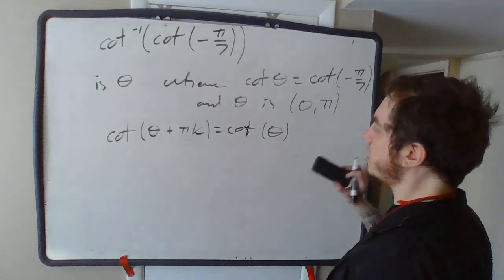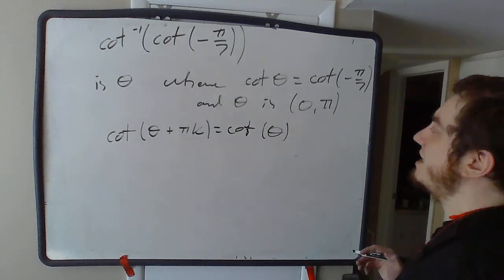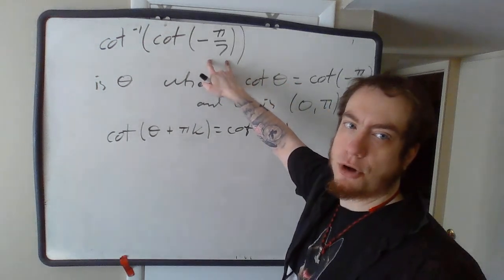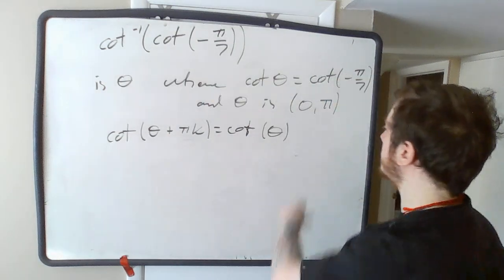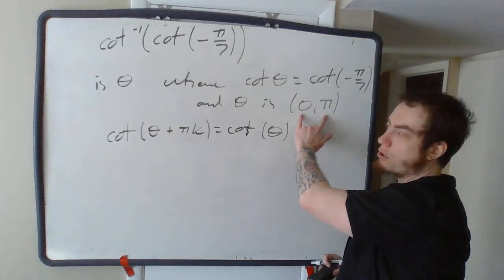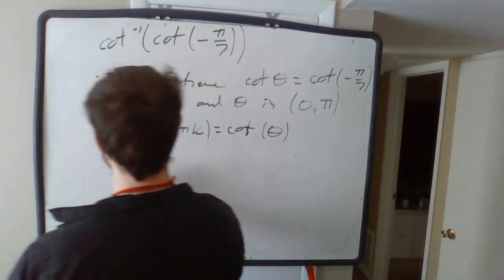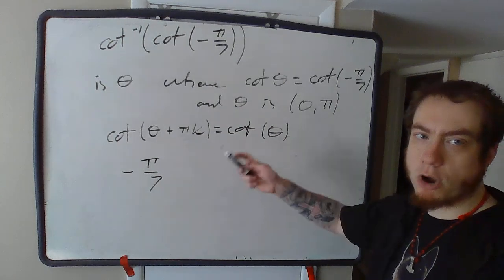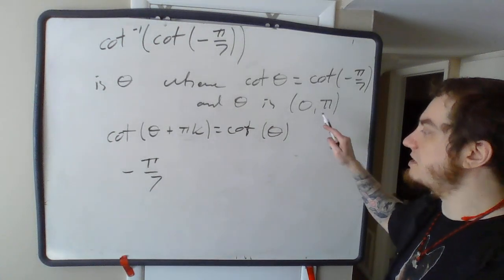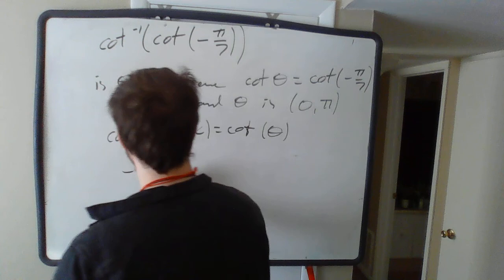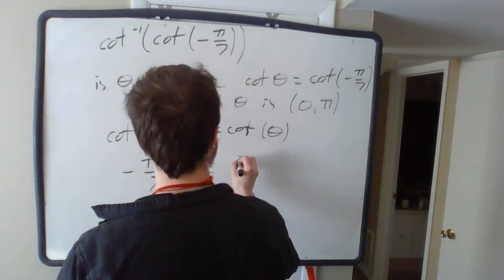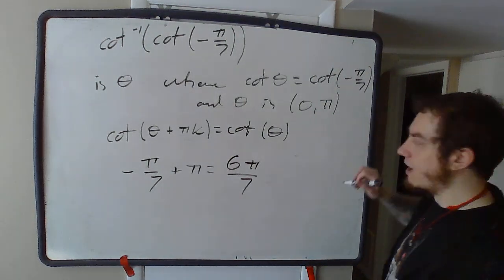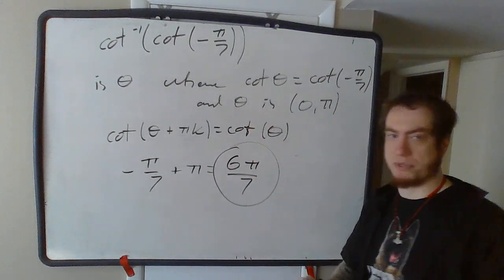Because I don't change the value of the cotangent here, that means I can just take this original angle and start adding or subtracting multiples of pi to it until I end up with an angle that is between 0 and pi. So if I take minus pi over 7, I might notice that's too small. I want to get that bigger to get it to land in this interval. If I add pi, then that is going to become 6 pi over 7. And that is in the correct interval. So this is the answer that I want.